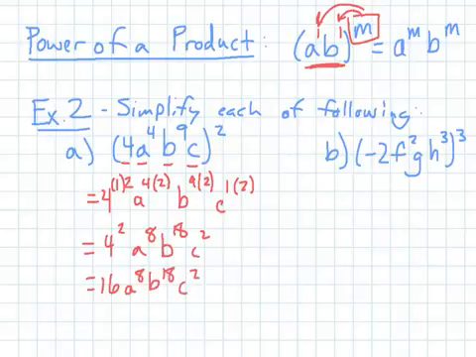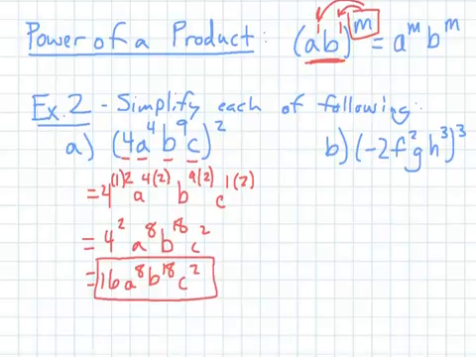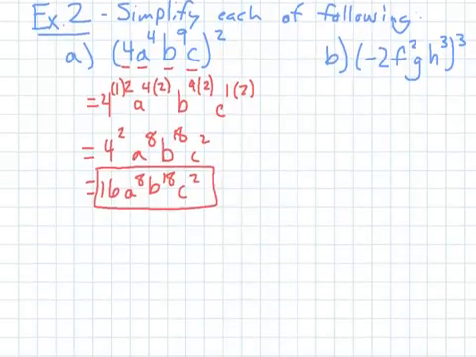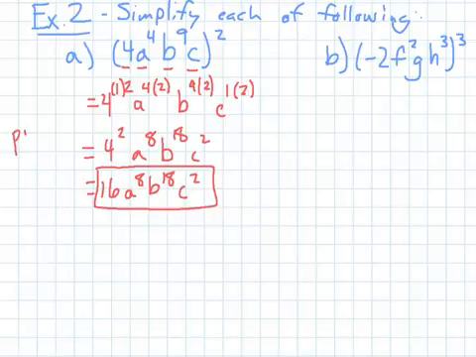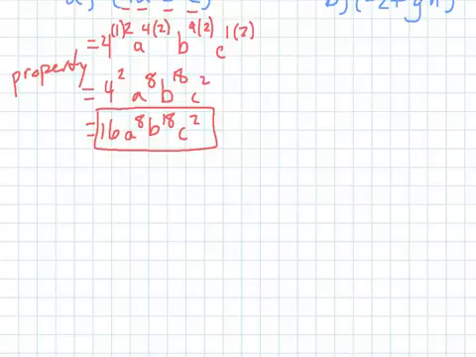And I leave everything else that I already just reduced. So this would be simplified. Okay? Now that was using the property. If I do the expanded form, then it looks very similar to what we did yesterday.